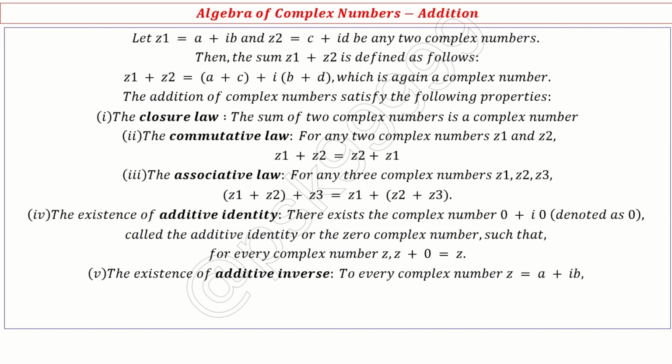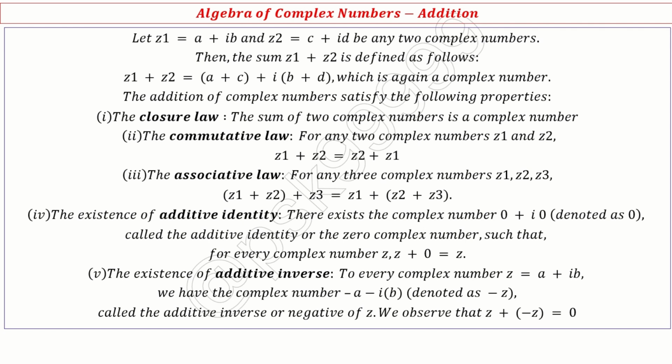Now, do we have an additive inverse? Yes, let's see. You have a complex number Z equal to A plus iB. For the additive inverse, if I add something to this complex number, I should get 0, which is the additive identity. So minus A minus iB is the additive inverse, which is denoted as minus Z. So Z plus minus Z is 0. So we have closure, commutative, associative, additive identity, and additive inverse. These are all possible in complex number addition.